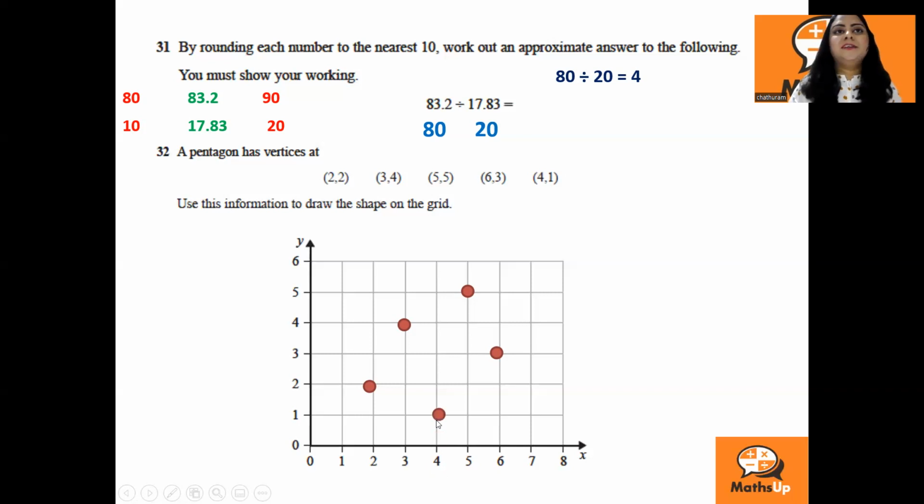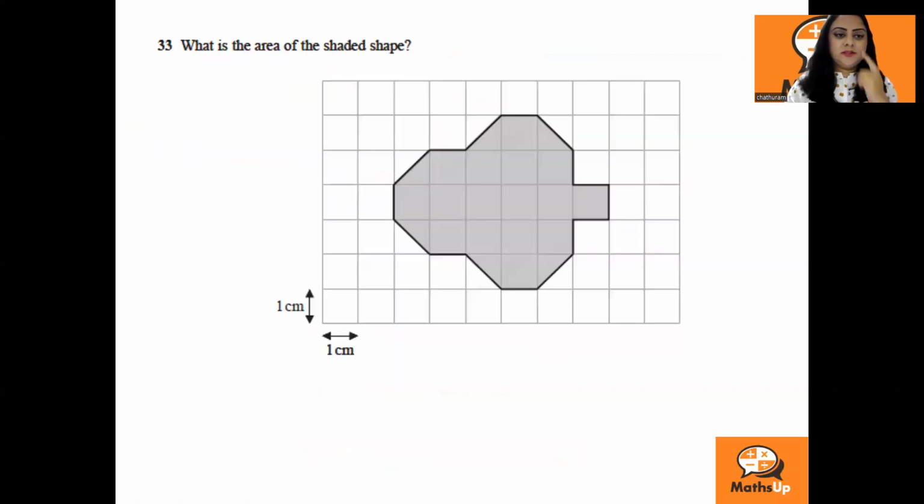So these are the 5 vertices. Then you can join these vertices together, and then you can see the pentagon. So that is the 32nd question. Then we'll do the 33rd question.